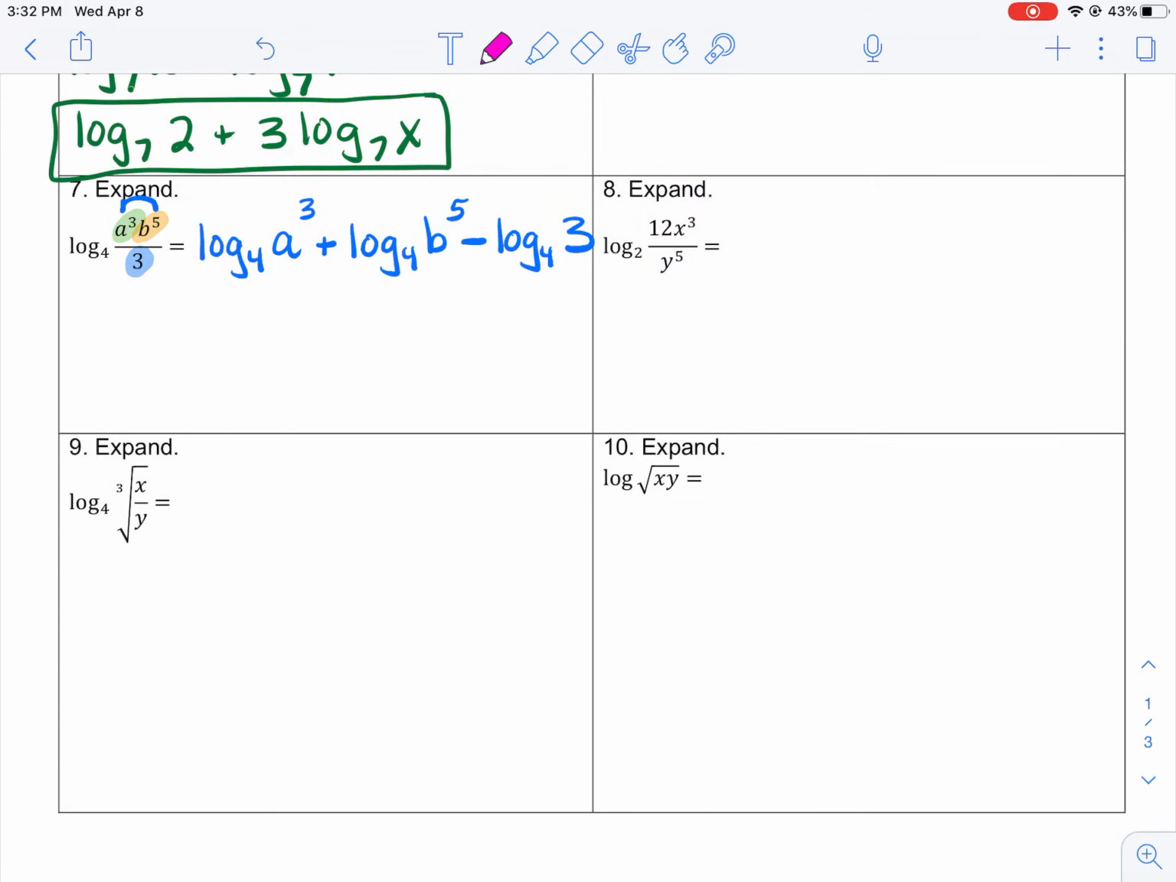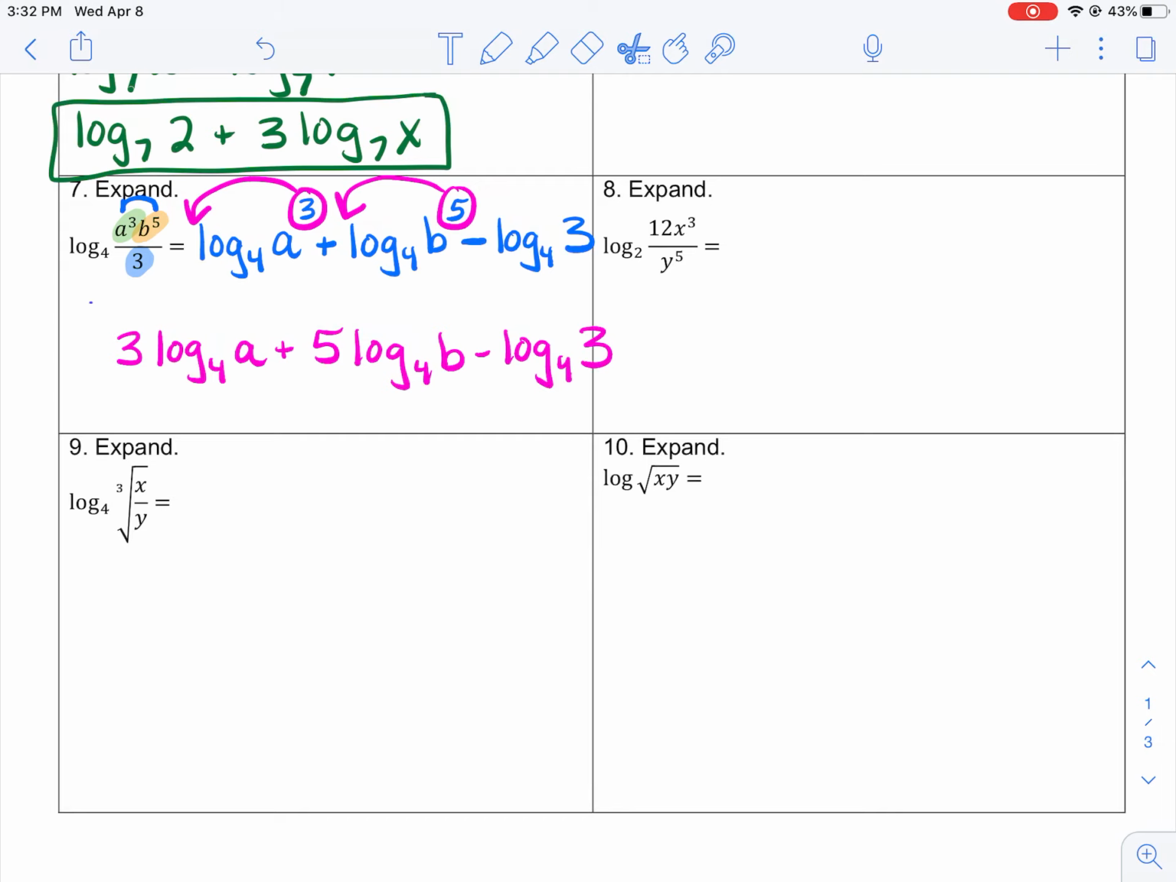Remember, division becomes subtraction, multiplication becomes addition. And when you expand, the last thing is to take any exponents and put them out in front. That's going to be your last step. So for this problem, we get 3 log base 4 of A plus 5 log base 4 of B minus log base 4 of 3.